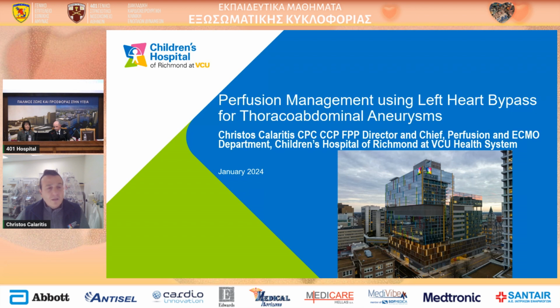I will focus on the perfusion management of thoracoabdominal aneurysms using left heart bypass. It's a technique that I have been involved in at my previous institution, McGill University.